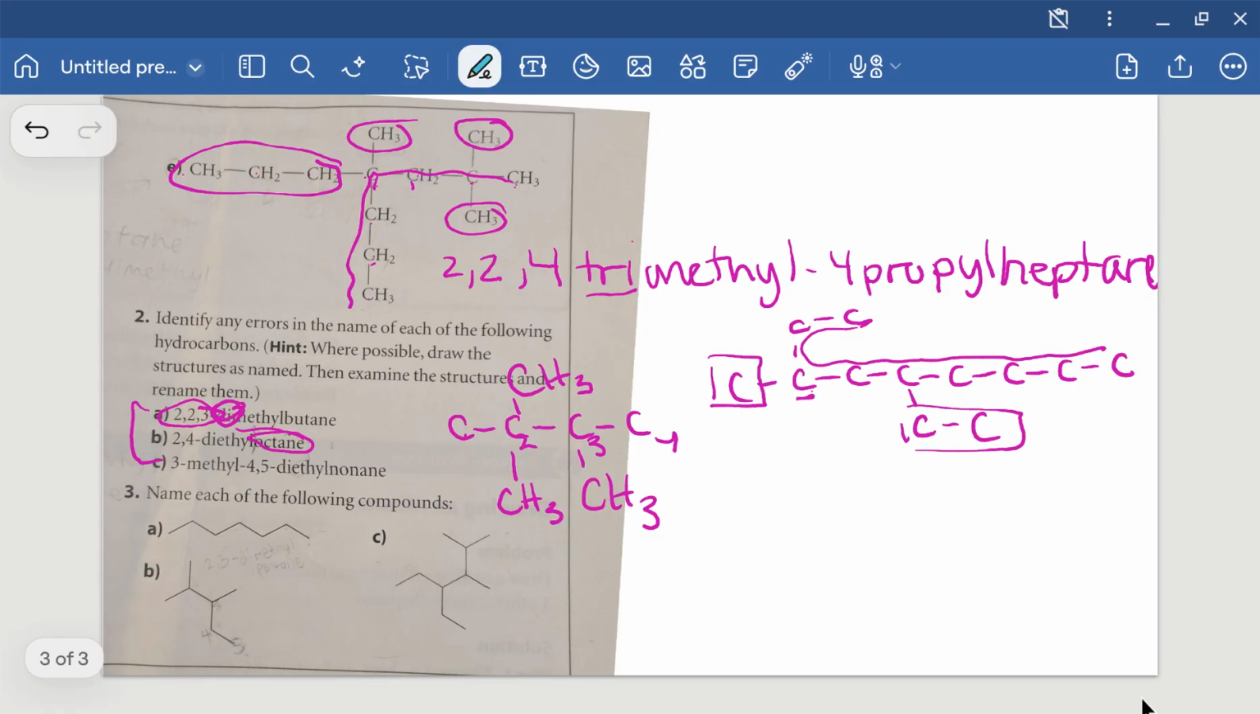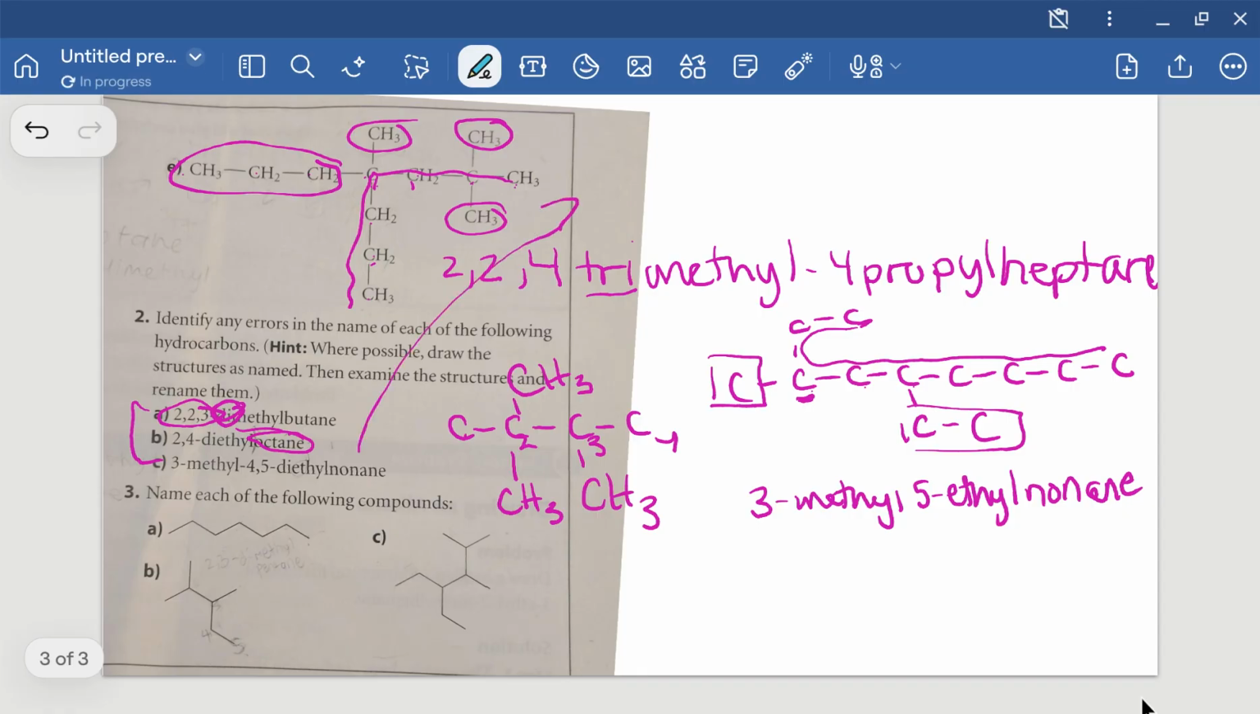So on carbon 3, we'd have a methyl group. On carbon 4, 5, you would have your ethyl group. And then longest chain, 9, so non, and then ane for all single bonds. So just going through questions like that, we would know how to look for it, but just by redrawing it. This last one, I'll just do up here by saying 3-methyl, 4,5-diethyl nonane.